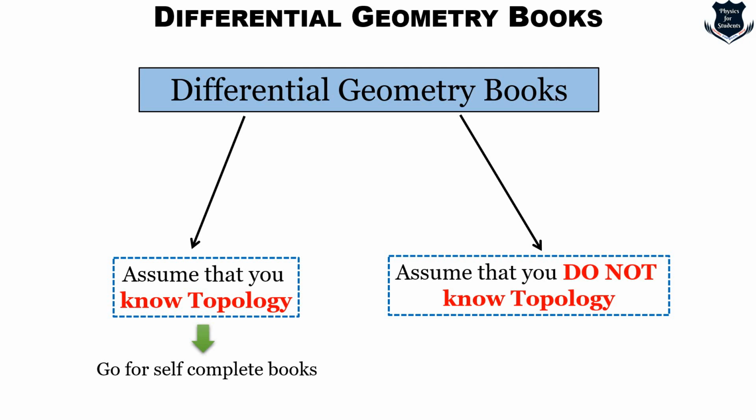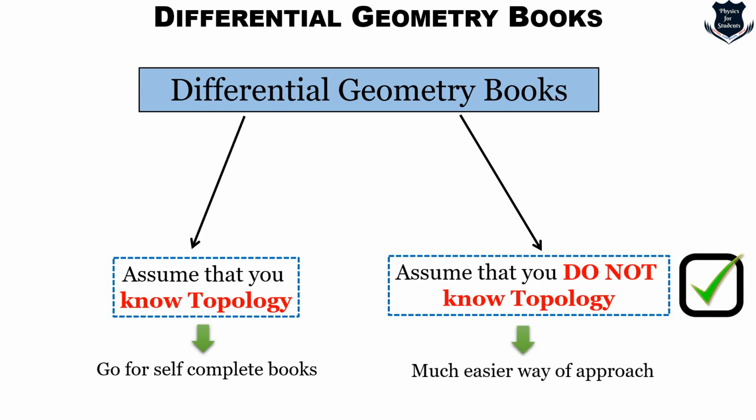Because if you're not a complete master, or you really do not know topology in that sense, then you should go for self-complete books. Then the concepts of neighborhood, topological space, and embedding, etc., the author will complete in that book. And assuming that you do not know topology gives a much easier way of approach, and that is what exactly we are going to do.